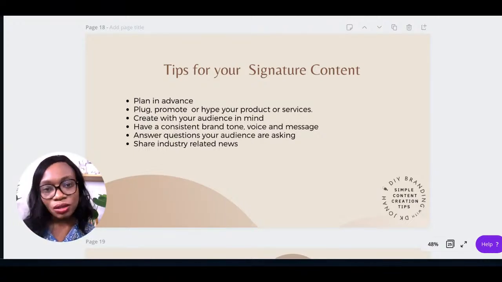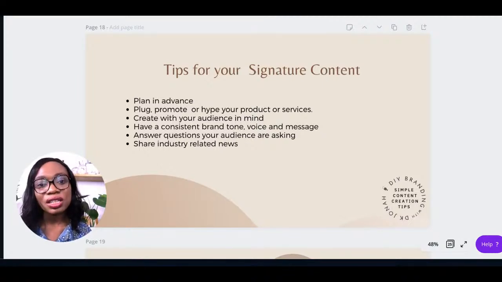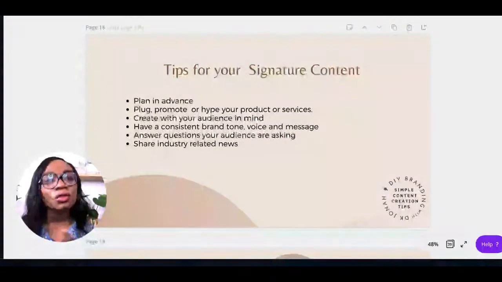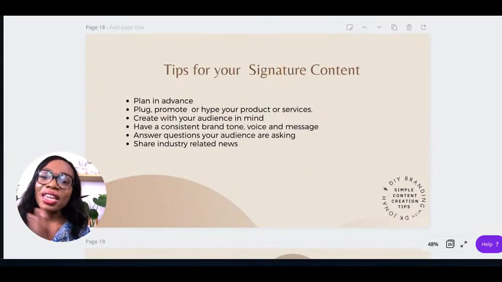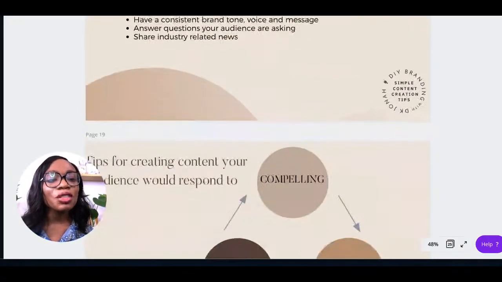Have a consistent brand tone, voice, and message. We'll discuss that next week. Answer questions your audience are asking and share industry related news. Now, industry related news could be interior decoration news. It could be this is the color for the season. These are the ways to take care of your plants in this season. It could be seasonal news. It could be statistics on coronavirus and antibiotics. I don't know if there's any statistics on that, but they are industry related news that are specific to your industry.